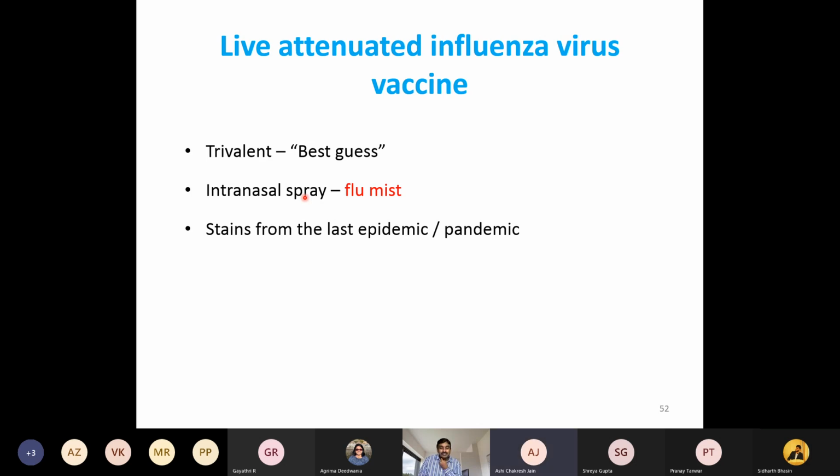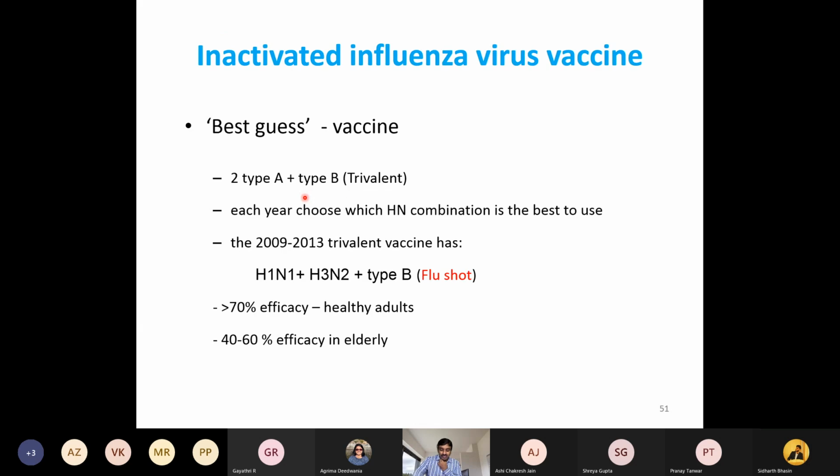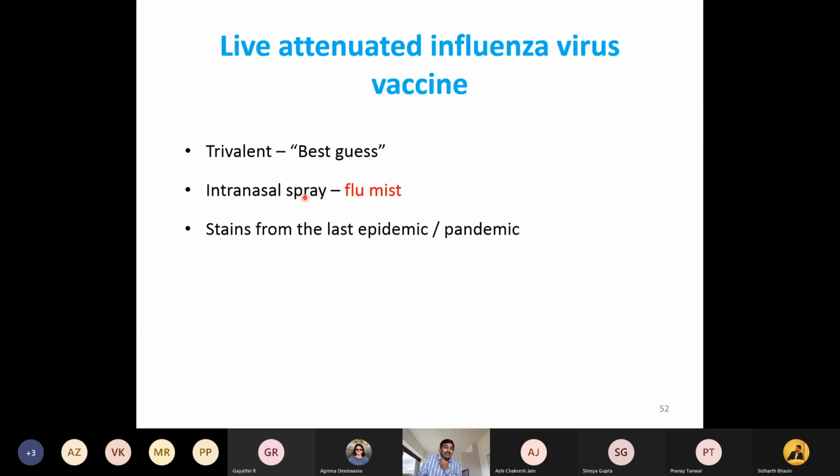Because they're more susceptible to it. They are more susceptible, but how does this help? That's the correct answer, but how does this help? How would this be better than this? Maybe you all know it. What is the one major advantage of live attenuated?